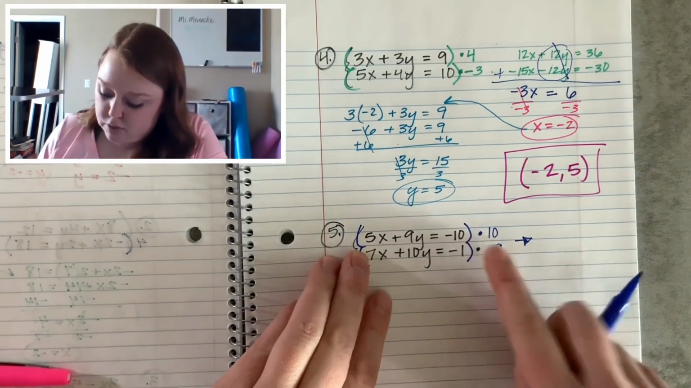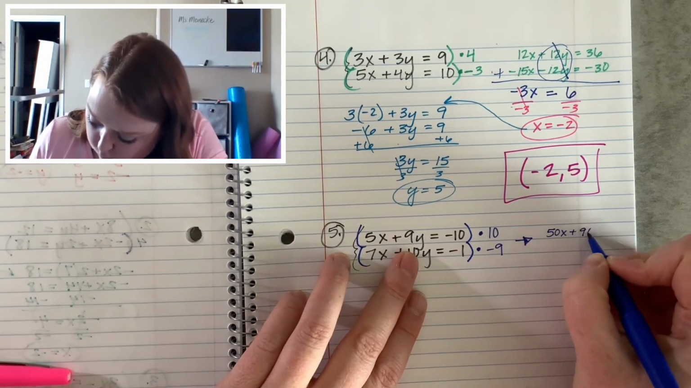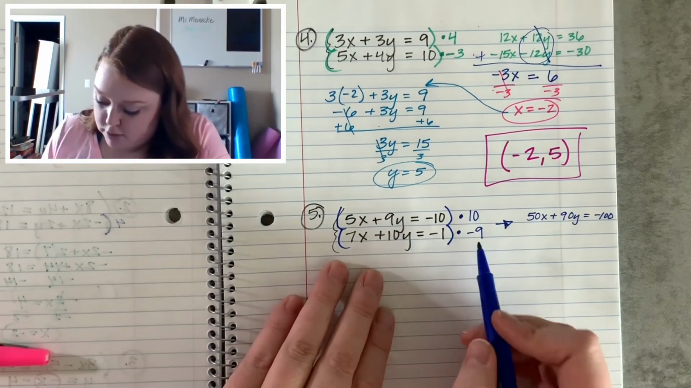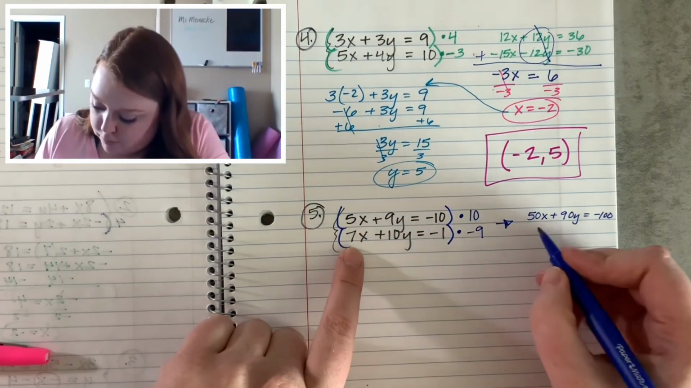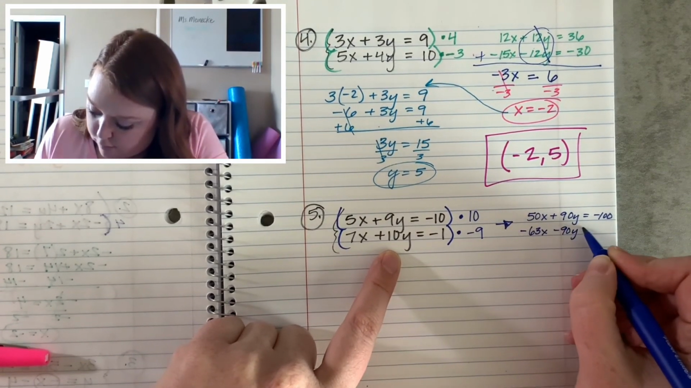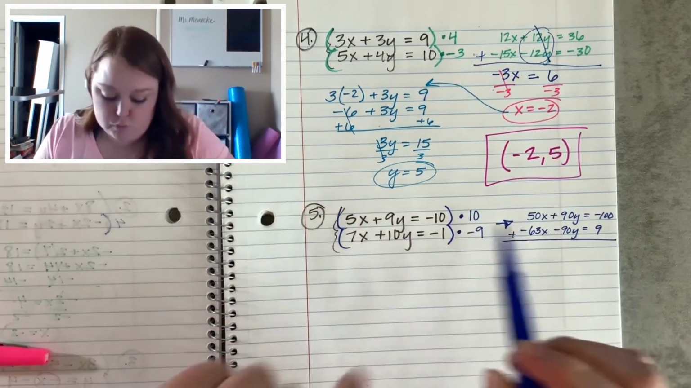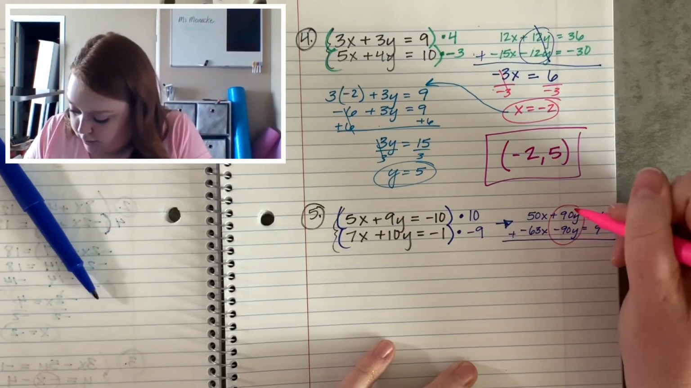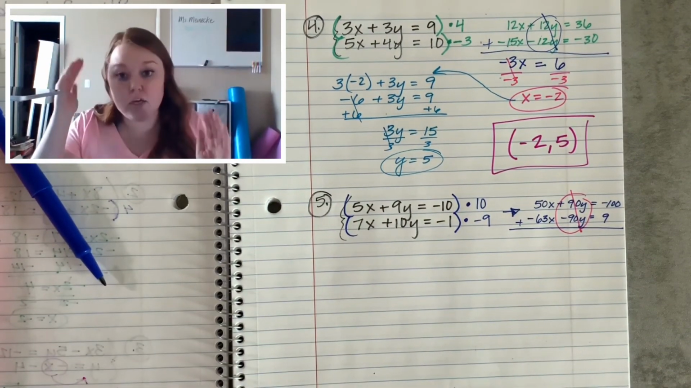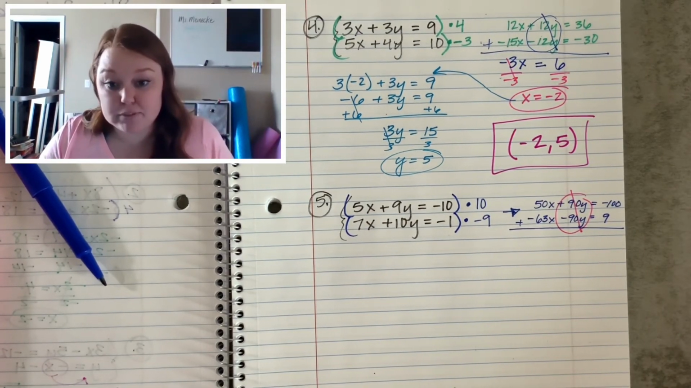So if we times everything in the top row by 10, we would get 50x plus 90y equals -100. Times everything in the bottom row by -9, you would get -63x minus 90y equals +9. So when you add that up, your y's are going to cancel out, and you need to keep solving. Okay, you need to find the final answer as a solution, parentheses x comma y. Okay, I know it's a lot, but you got this. Promise. See you in class.